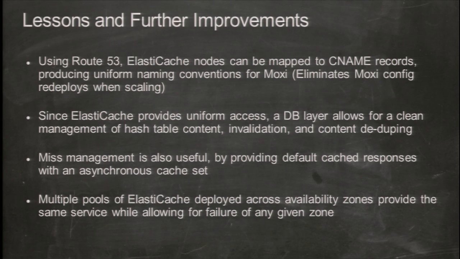And we also learned that deploying ElastiCache across availability zones works fine. You can deploy it across as many availability zones as you want, and it'll continue to work as long as you have Moxie pointing to them. This allows you some degree of protection from failure for any given availability zone. So it's really nice to figure that out as well.